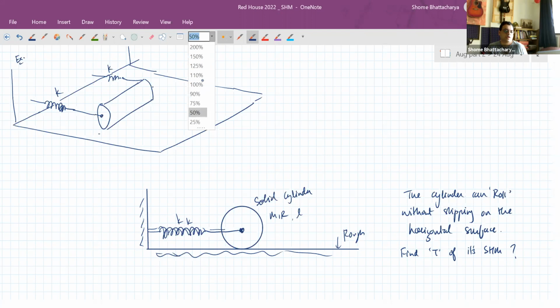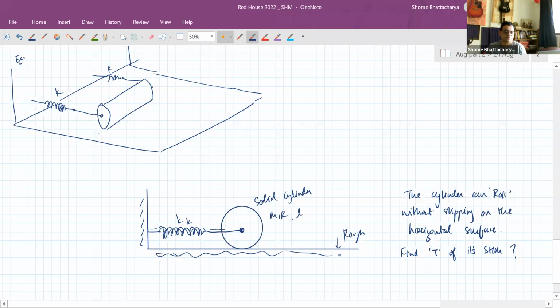So I will show you the work energy method of doing this question first. Just get familiar with the question, I'll explain it in detail. So you'll see the dynamics method will be a little bit more lengthy.